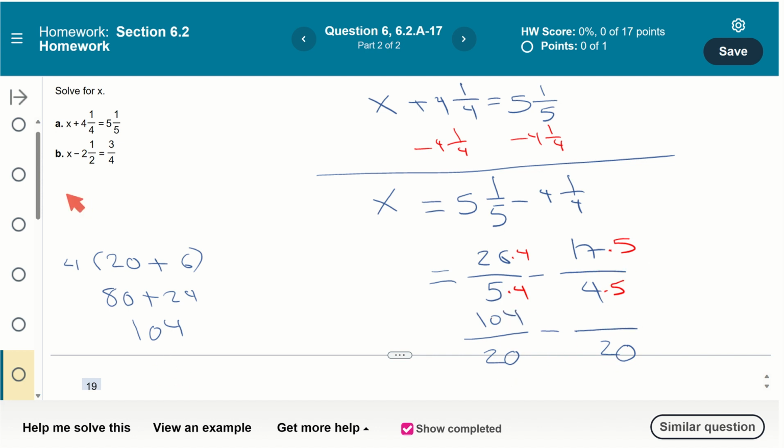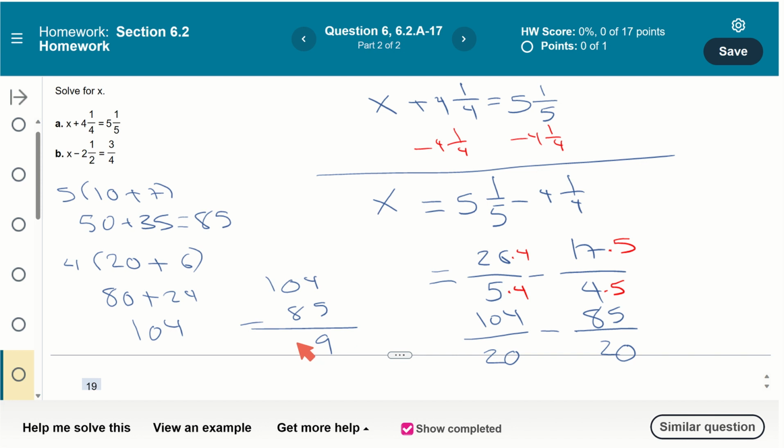Can you do that like this? So that's 5 times 10 plus 7. So 50 plus 35, which is, now a lot of times this gets done in your head, but I want to show it so that you can see what I'm thinking. So there is 85, okay? So now we just do 104 minus 85. 5 from 14 is 9. 8 from 9 is 1, right?